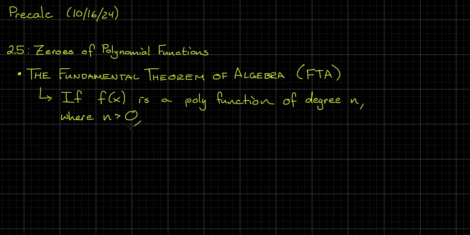If you give me a polynomial and n is greater than 0, then f of x has at least one root in the complex numbers, which I'm going to write with the blackboard C. Guaranteed. If you give me a polynomial function of any degree that's not 0, anything bigger than 0, you're going to find at least one root in the complex numbers.